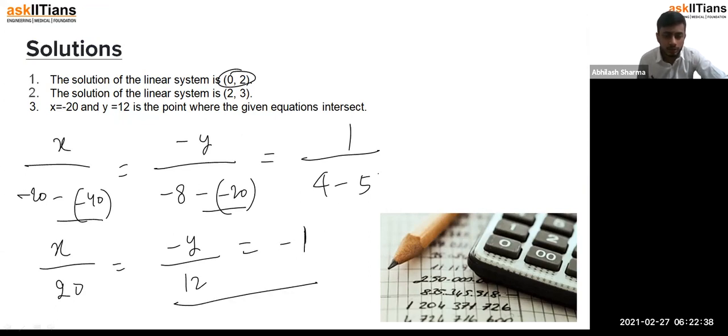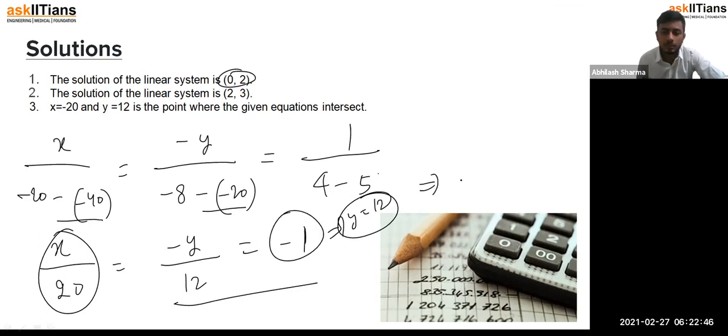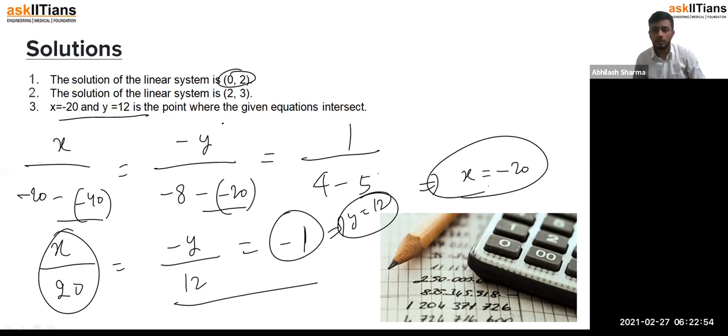From this equation, we are getting y equal to 12, and from x upon 20 equal to minus 1, we are getting x equal to 20 into minus 1, which is minus 20 itself, which is also the correct answer given here. So I hope you are able to understand this question as well. Let us just take 2 or 3 more questions, then we will end this lecture.